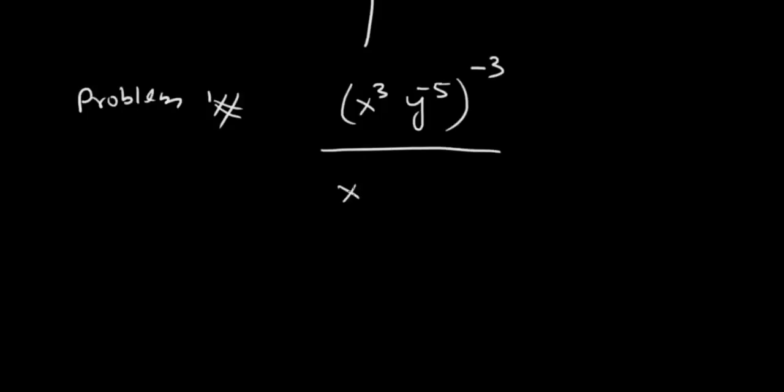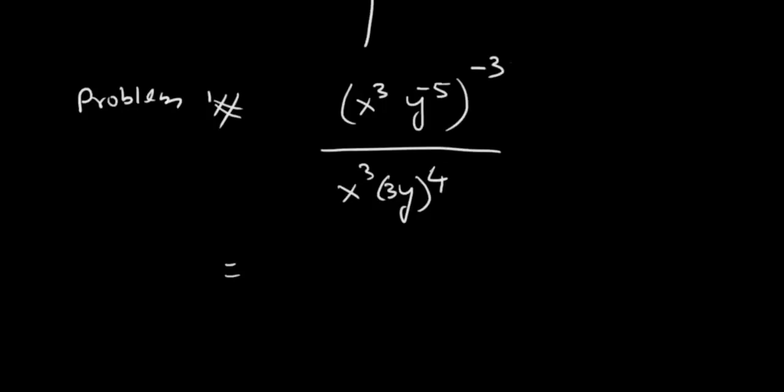Let's write a problem. Problem 1. Okay, and then this would be (x^3 y^-5)^-3 divided by (3x^3 y)^4. Okay, so this is the problem. We've got to solve it. How do you solve it? It's just by following those rules.